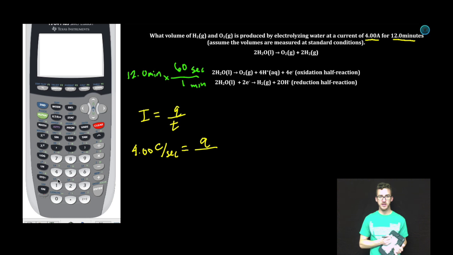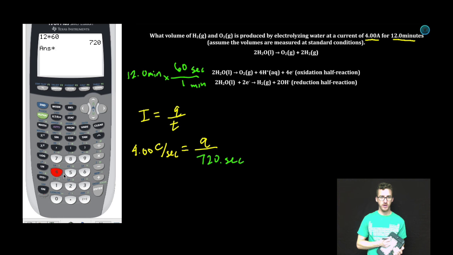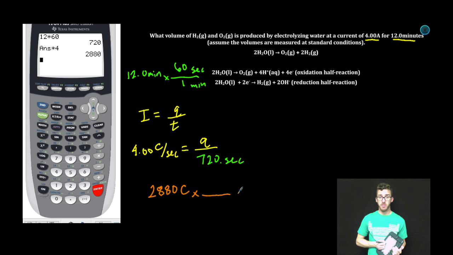Jump to the calculator. Boom. 720. seconds. Maintain your sig figs. So to determine the charge, I'm just going to multiply by 4 to get a charge of 2,880 coulombs.